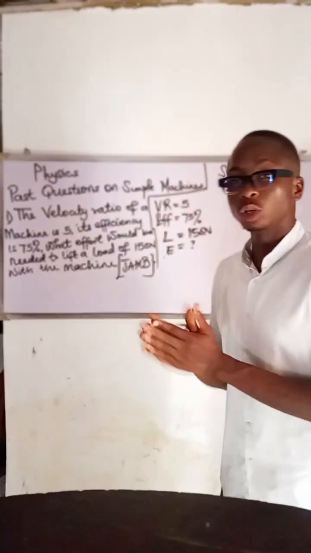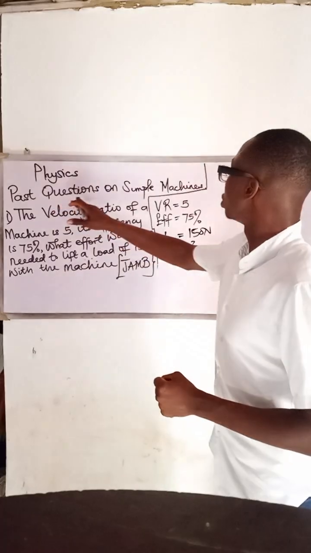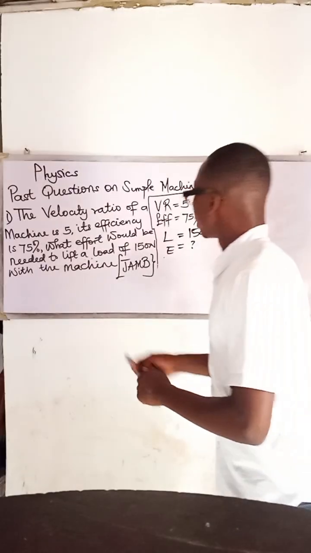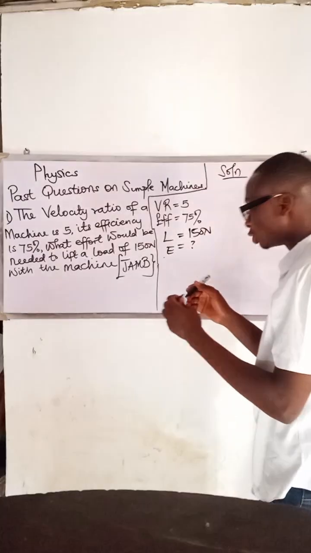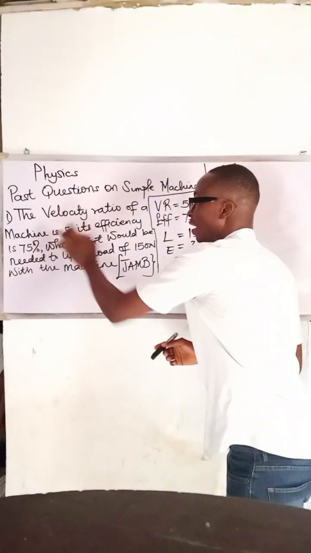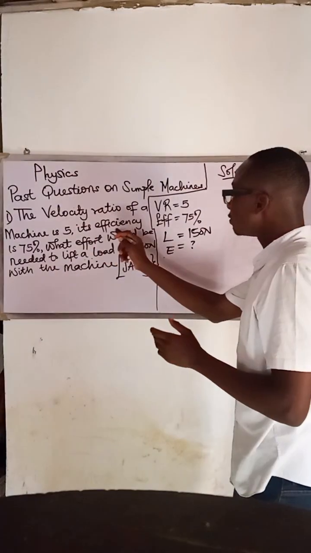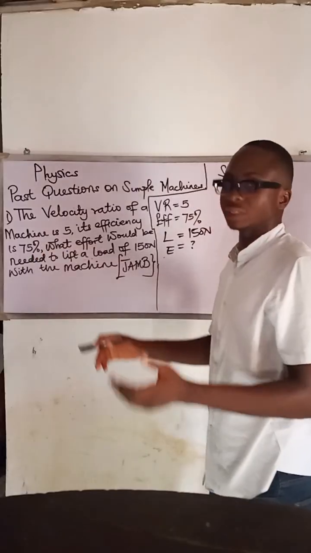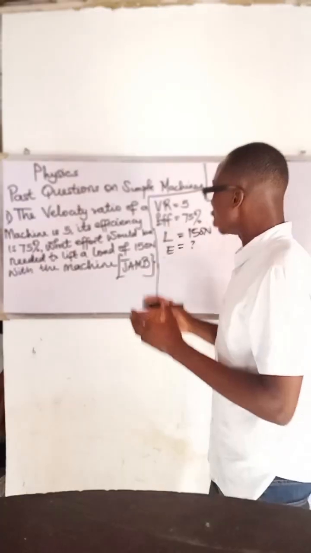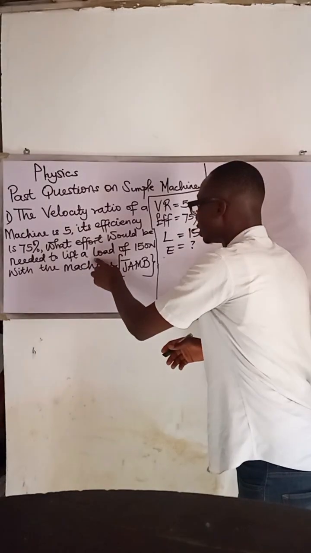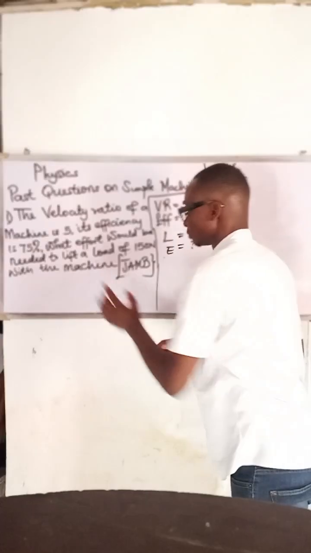In the course of this video lesson, we're going to be solving past questions on simple machines. Now, this is a JAMB past question, and it says the velocity ratio of a machine is 5. Its efficiency is 75%. What effort would be needed to lift a load of 150 Newton with the machine?